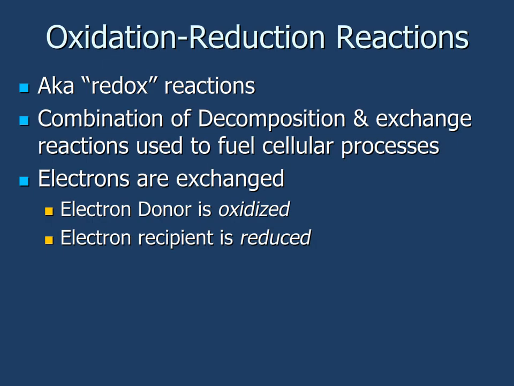Another important type of chemical reaction that happens in biological systems is something called an oxidation-reduction reaction, or redox reaction for short. This basically entails a combination of a decomposition and exchange reactions, and it's very useful for fueling cellular processes. And remember, here we're talking about electrons that are being exchanged. We have one atom that's giving up electrons, which we say is oxidized, and one atom that is receiving electrons, which we say is reduced.